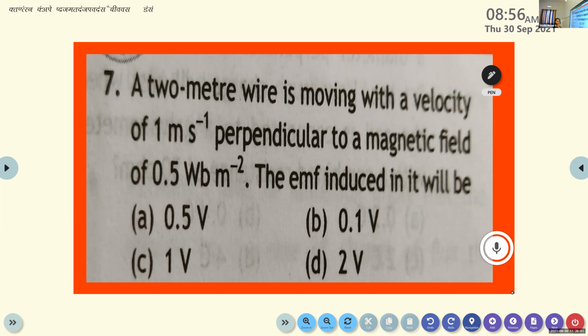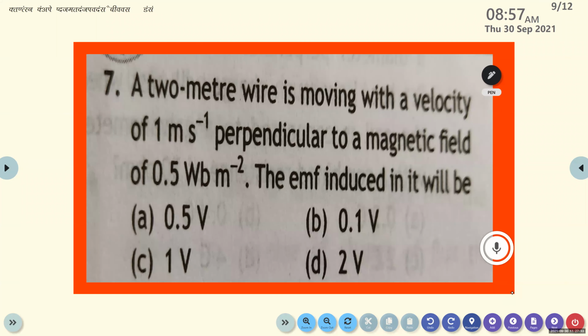What is the equation for calculating the EMF induced in this wire? A 2-meter wire is moving with a velocity of 1 meter per second perpendicular to a magnetic field of 0.5 Weber per meter square. Then the EMF induced in it will be. Which equation can we use here in order to find out the induced EMF?